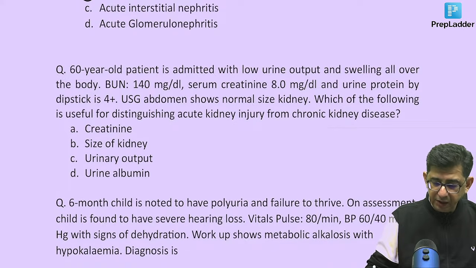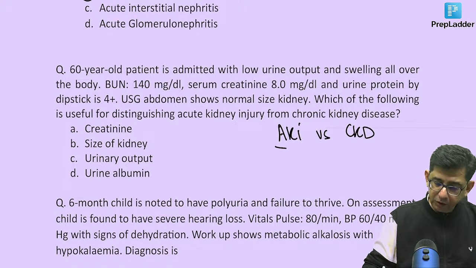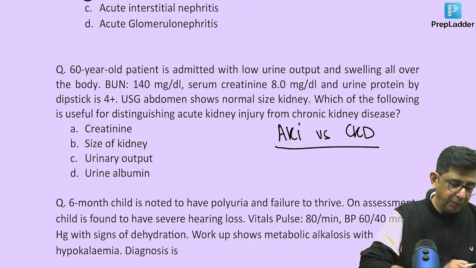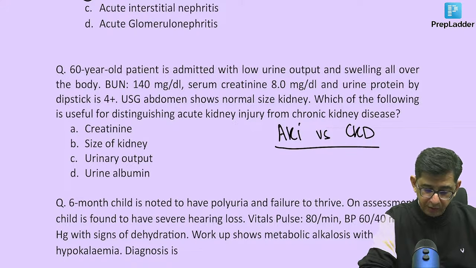Next is a question that came in last time's FMGE exam. How to differentiate acute kidney injury from chronic kidney injury? Yeah, thrombosis due to dehydration. Yeah, Salman, you're right. Thrombosis was occurring due to dehydration. That would contribute to this.